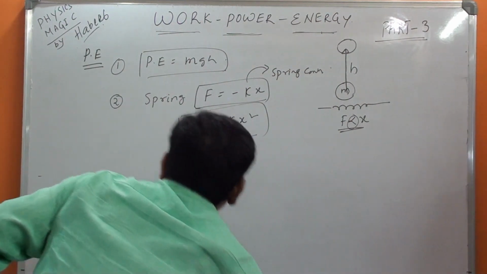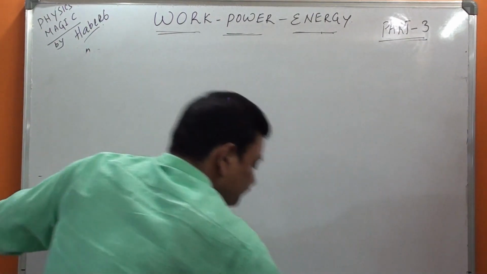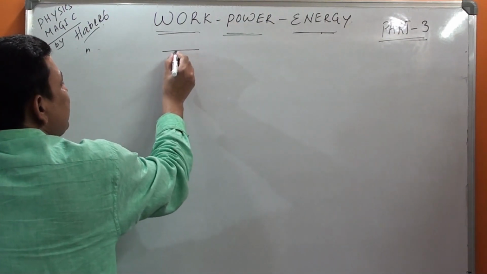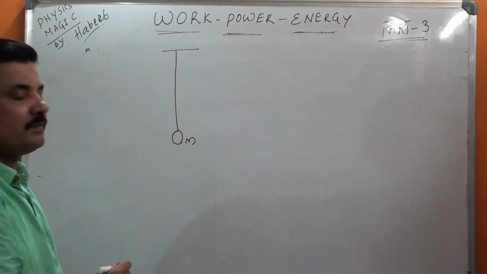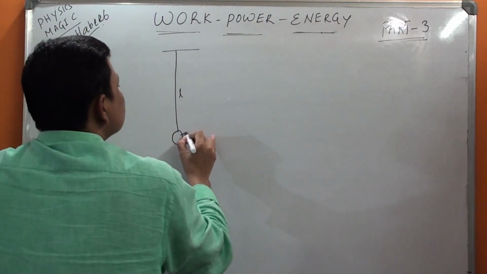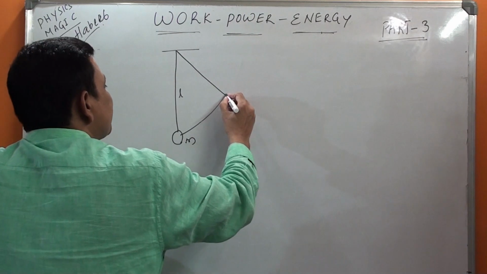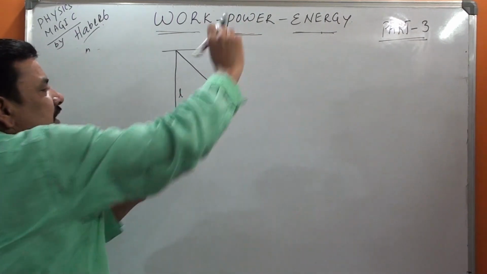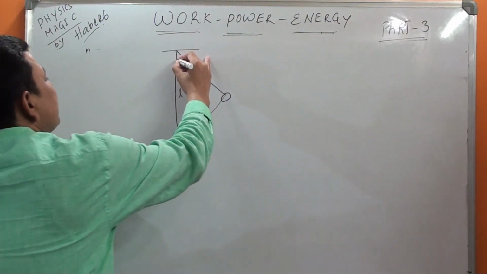Then one more important concept I am going to explain you here is, say for example, here is a pendulum of mass m. Then this pendulum length is L. Let us suppose this is totally not lifted, but it is taken to certain position like that. So this is pendulum, you have lifted like this. Then by making an angle theta.